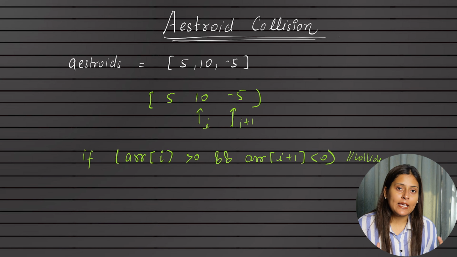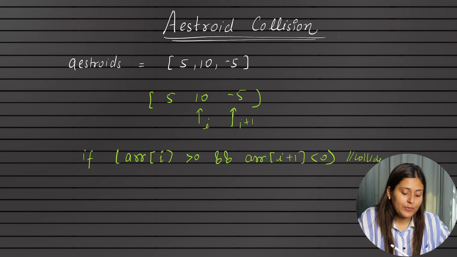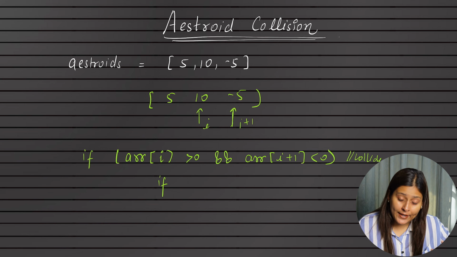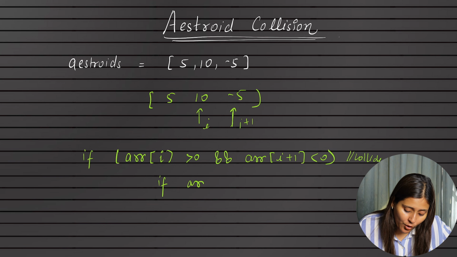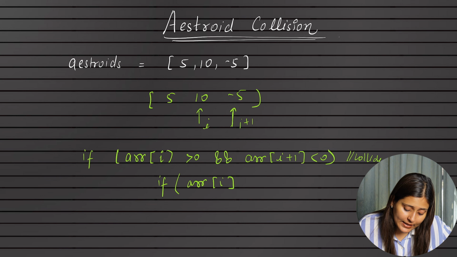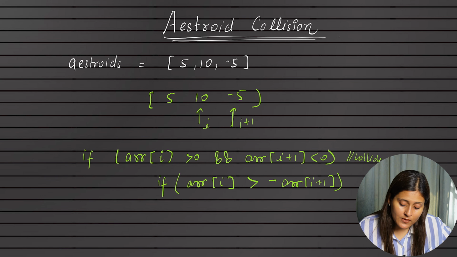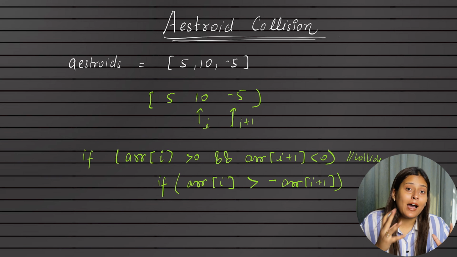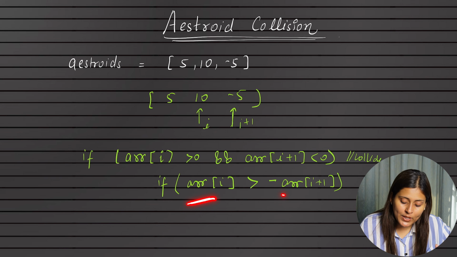But who will stay? Again we have to check with 3 conditions, and those 3 conditions we'll write here. What are the three conditions? If array of I is greater than minus of array of I plus 1. Why did I do this? Because I know this is a negative number, meaning minus 5. So minus 5 will become positive. So now I can compare if 10 is greater than 5, so definitely the positive one is the larger value. So this will stay and this will vanish, correct?